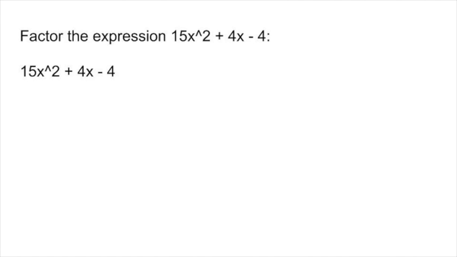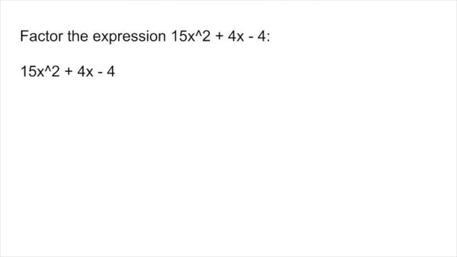On to the final question from page 222, number 7a. Factor the expression 15x squared plus 4x minus 4. Like the third question, we are dealing with a trinomial. However, here we have a number in front of x squared, meaning that we have to use the tricky trinomial factoring strategy. We cannot remove any common factors or take the square root of the first and last number.